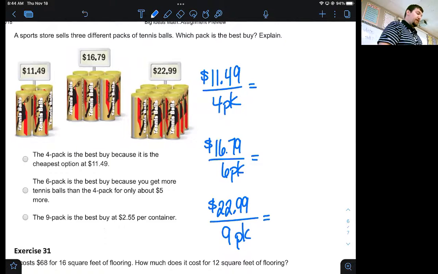So Branson, what did you get for your 4 pack? Yeah, I don't have time to wait on you, Branson. I need you to use your calculator. Okay, we'll skip down to Parker. Parker, what'd you get for yours?